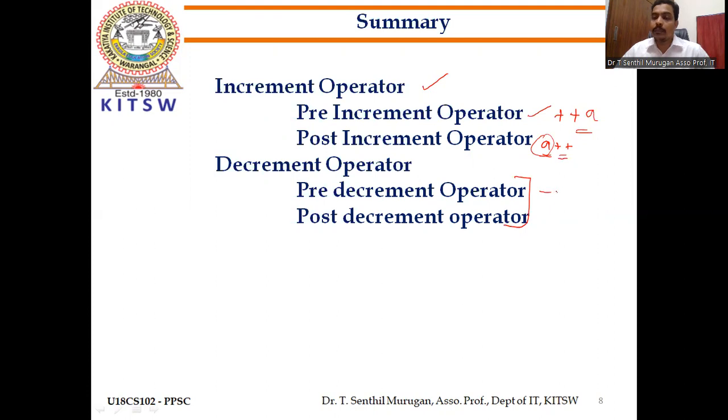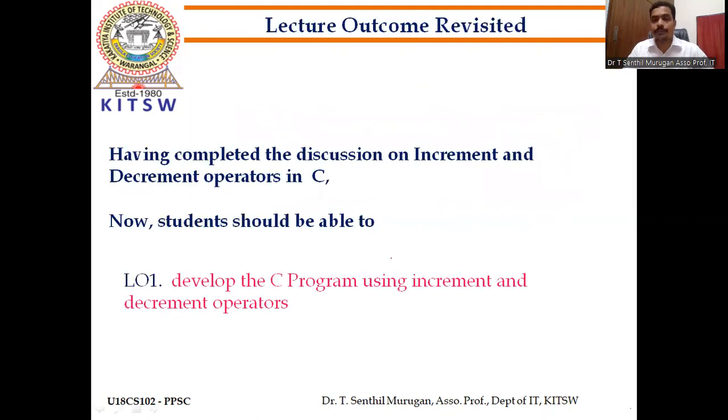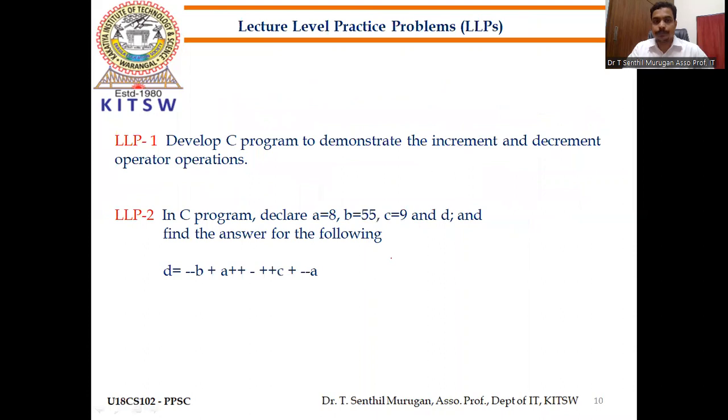Same like that, decrement. Pre-decrement means decrement the value, then it will be used in the expression. But post-decrement means first use the original value, then it will be decremented. Okay, so these are the concepts we discussed in the video lecture. So now we have to revisit the lecture outcome. What is the outcome we see? Having completed the discussion on increment and decrement operators in C, students should be able to develop the C program using increment and decrement operators.